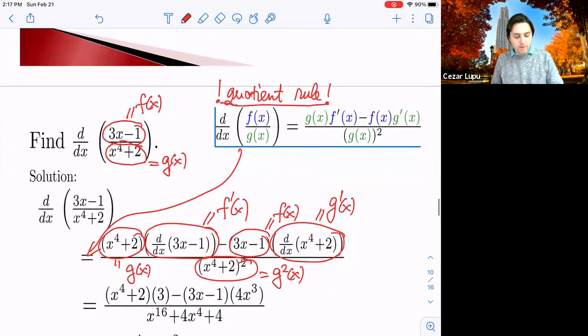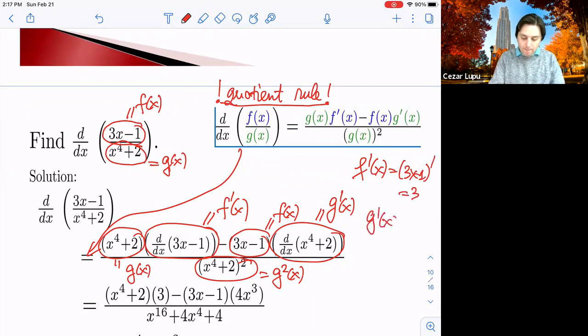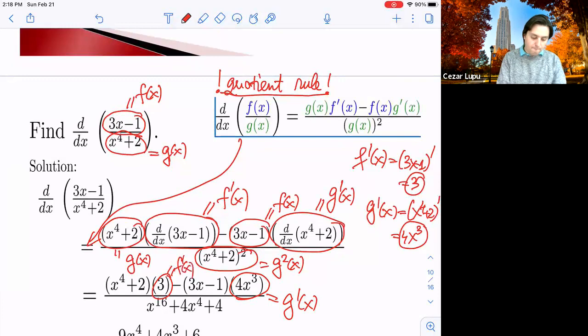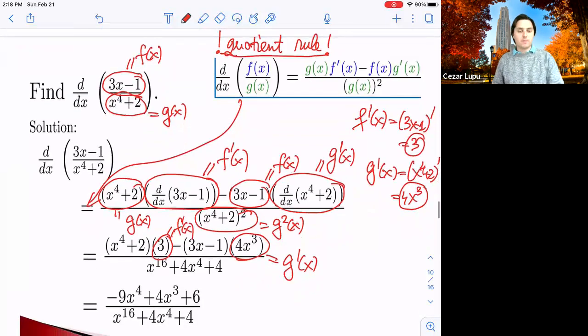And now we can compute the derivative of each one of them. So the derivative f prime of x is 3. So it's 3x minus 1 prime, which is 3. And g prime of x is x to the 4th plus 2, everything prime, which is 4x cubed. So that's what we need to remember. And now we can plug them here. Look at this guy here is g prime. Look at this guy here is f prime. And at the end of the day, it will be just algebra again, and it will give us this rational function here.